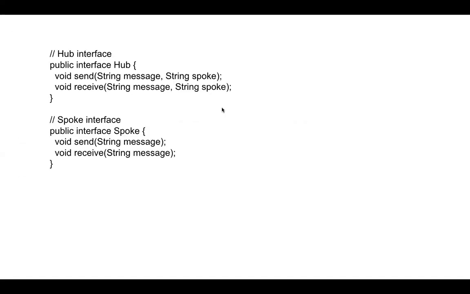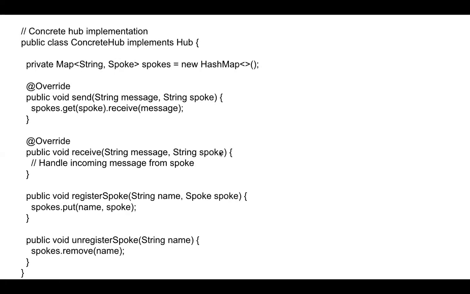Let us see an interface, a working example. This is Java. Basically, you'll have a hub, which will send and receive messages, and a spoke, which will send and receive. Of course, this is the simplest version. Real life applications will be much, much more complicated than this. Let's see the implementation of these interfaces.